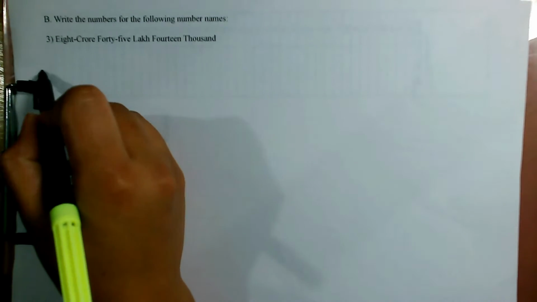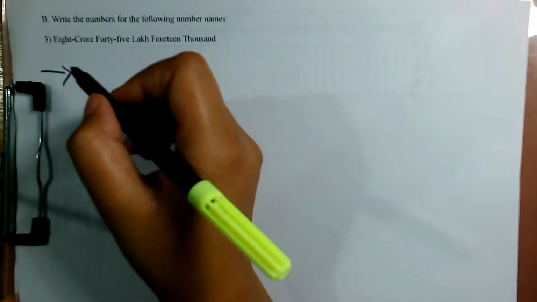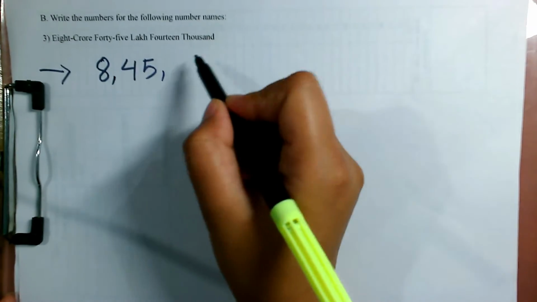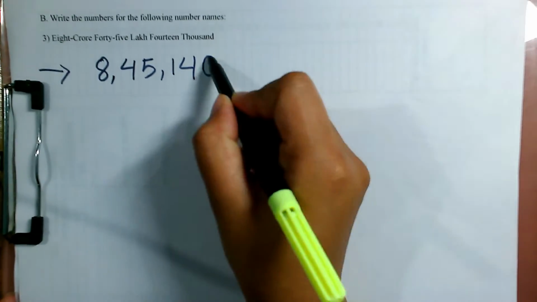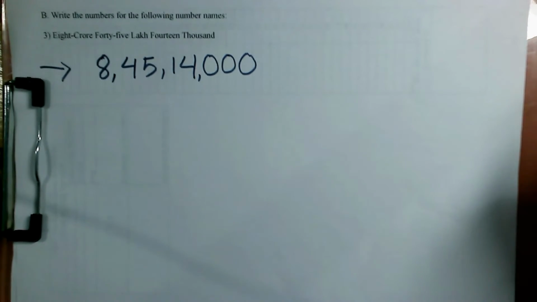Number B, write the numbers for the following number names. 8 crore 45 lakh 14 thousand. We will be writing these as numbers. We have already written about lakhs, so today we'll be writing about crore. This one is written as 8 crore, which means in crore there is 1 digit. The first one is 8, so 8 crore. And next is 45 lakhs, and next 14,000. So you write it as 14,000. This is 8 crore, 45 lakhs, 14,000.